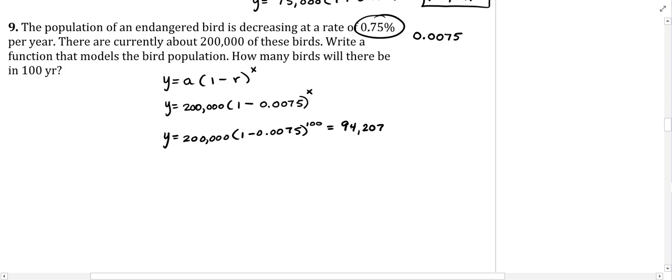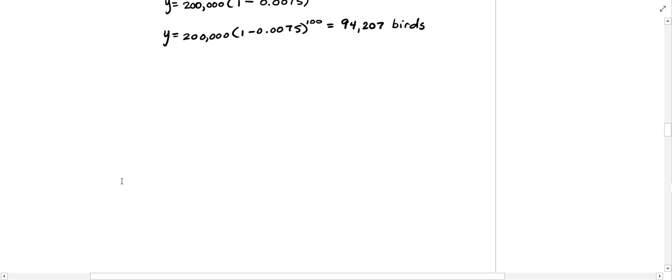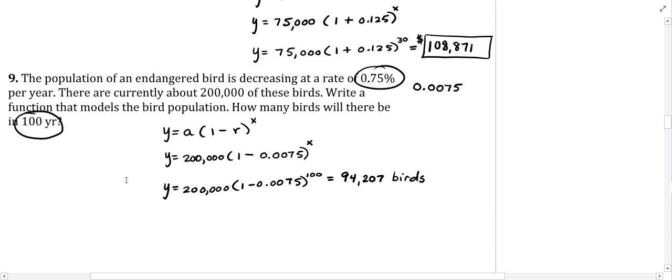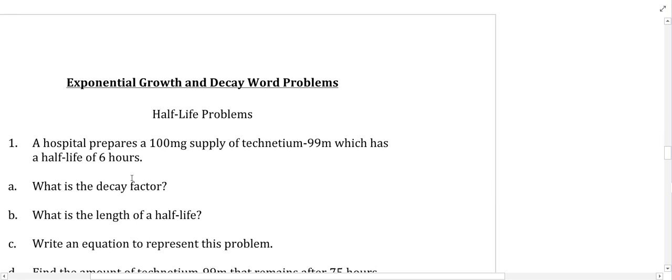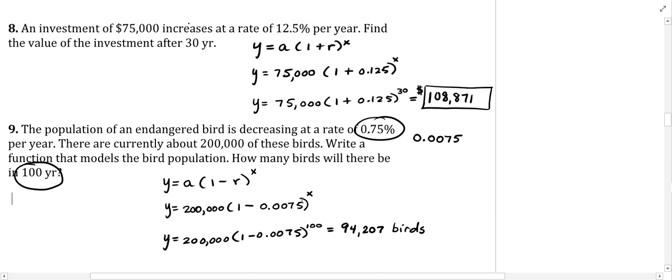We've lost more than half of the population of the birds, because half of it would be 100,000, and this is under 100,000. In 100 years, I don't think they will really survive another 100 years. And that's what's called animal extinction. All right, so what did you guys think? All right, and we'll do half-life another day. All right, let me finish this video.